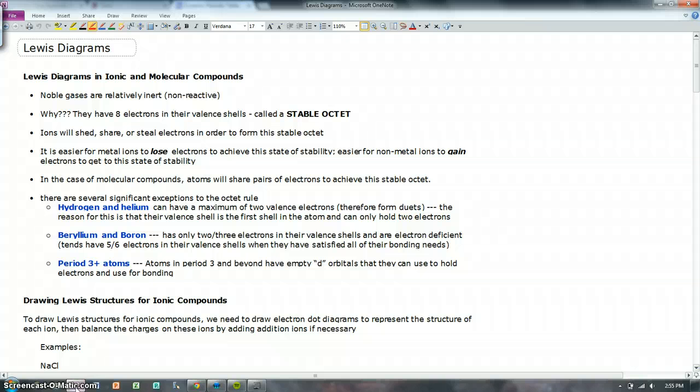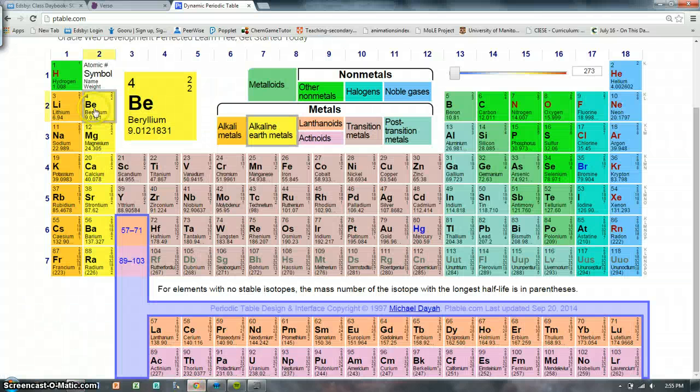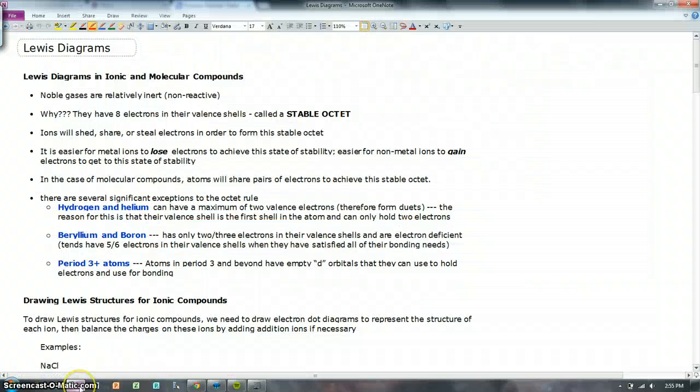Another exception is beryllium and boron. Beryllium with 2 electrons, boron with 3, in their valence shell are electron deficient, so they tend to have 5 or 6 electrons in the valence shell when they have satisfied all of their bonding needs. So sometimes they're not quite that full 8. Sometimes they'll have 5 or 6 to be happy, which is a little bit interesting.